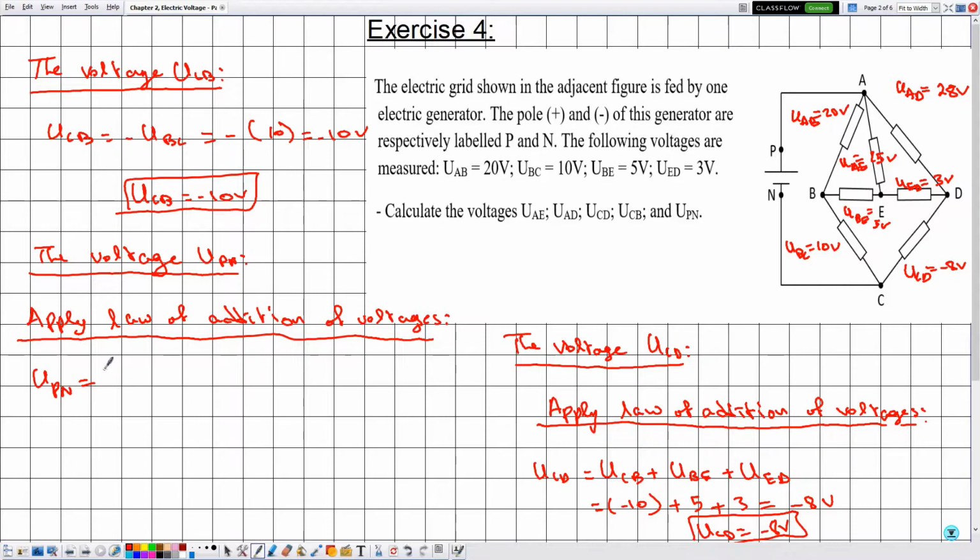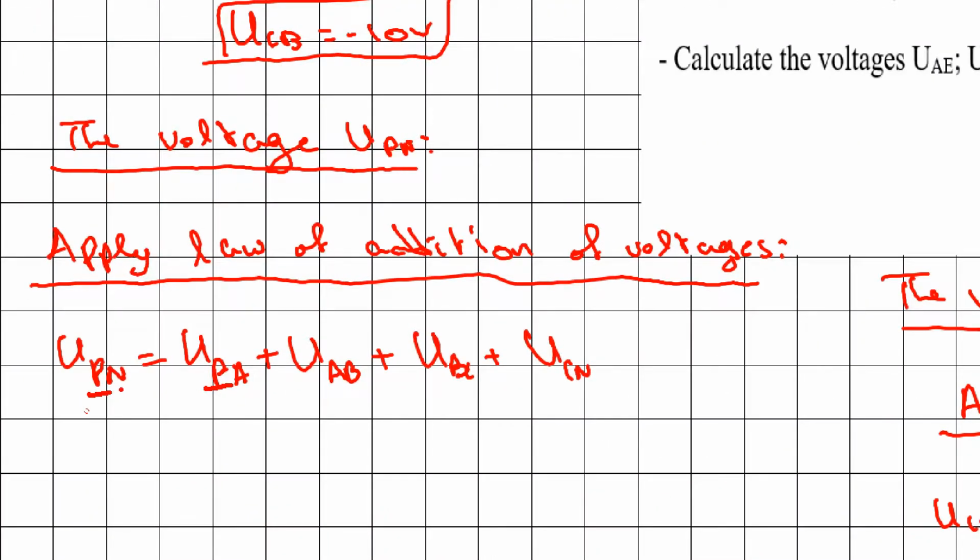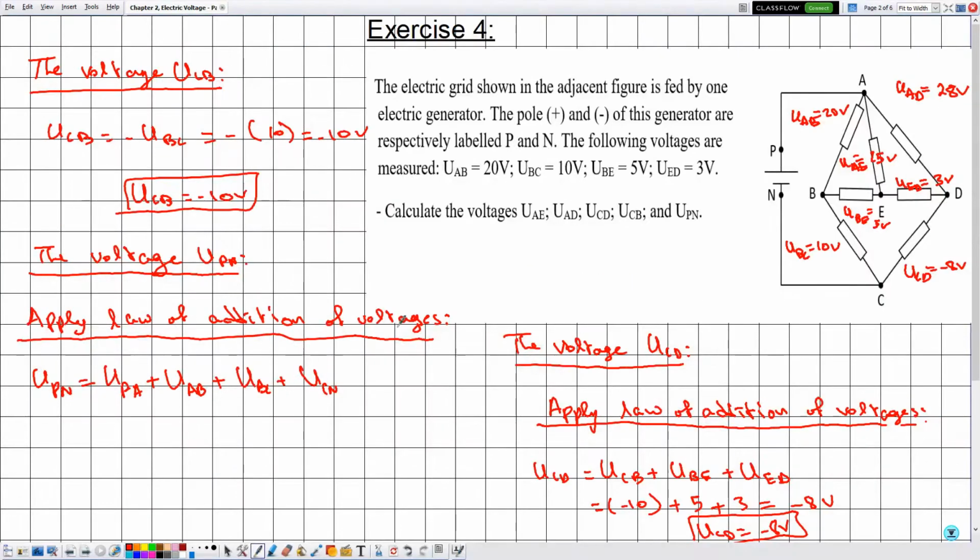So we'll go from P to A and A to B, B to C, and C back to N, such that we know the voltages across all of these electric components. Notice that I have started with P, ended with N, and each letter we have inserted twice. Okay? So now across P and A we have a connecting wire. So this is 0, and the reason is given by a connecting wire.